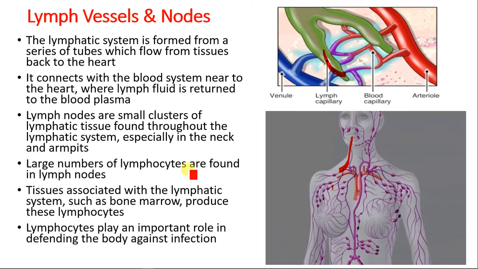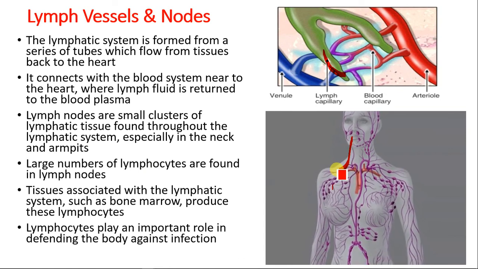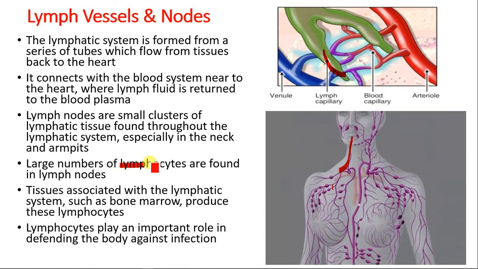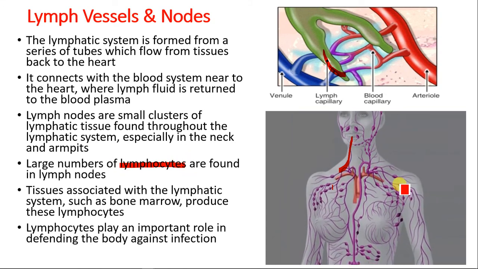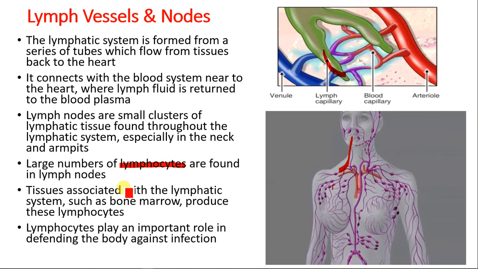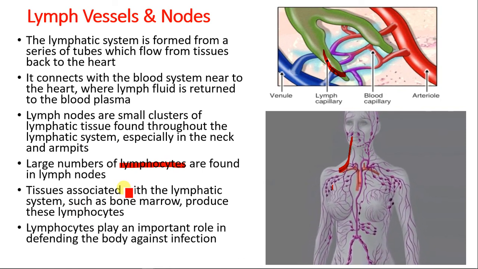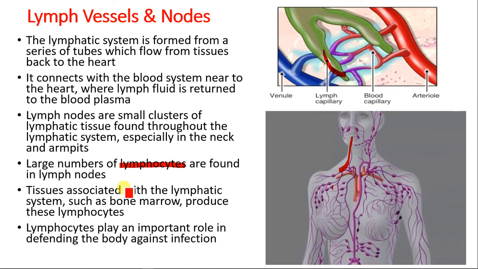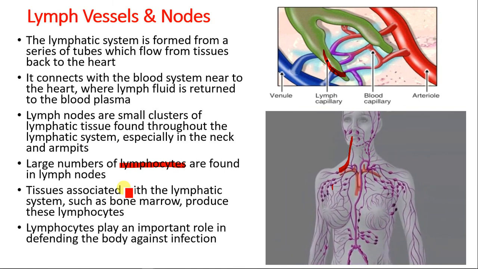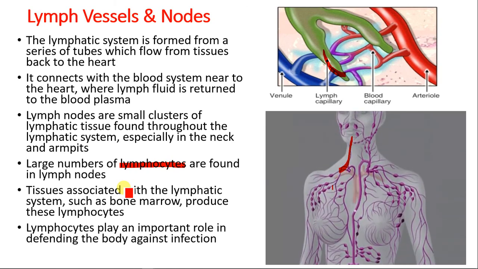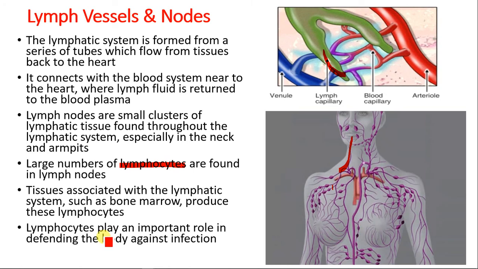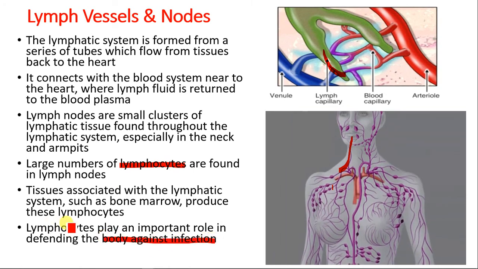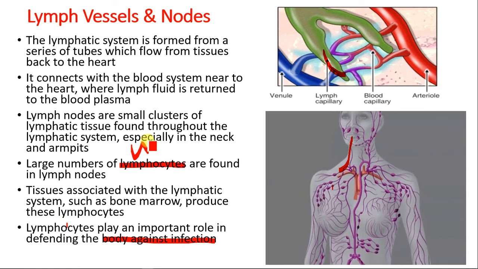A large number of lymphocytes are found in the lymph nodes. There's a high concentration of lymphocytes, which are a type of white blood cell, in each of these nodes around the body. Now, tissue associated with the lymphatic system, such as the bone marrow tissue, produces these lymphocytes. So bone marrow tissue produces lymphocytes, and large numbers of lymphocytes are found in lymph nodes, and from there they are added back into the blood plasma in the heart. The lymphocytes play an important role in defending the body against infections. Remember I said it's a type of what? WBCs, which are white blood cells.